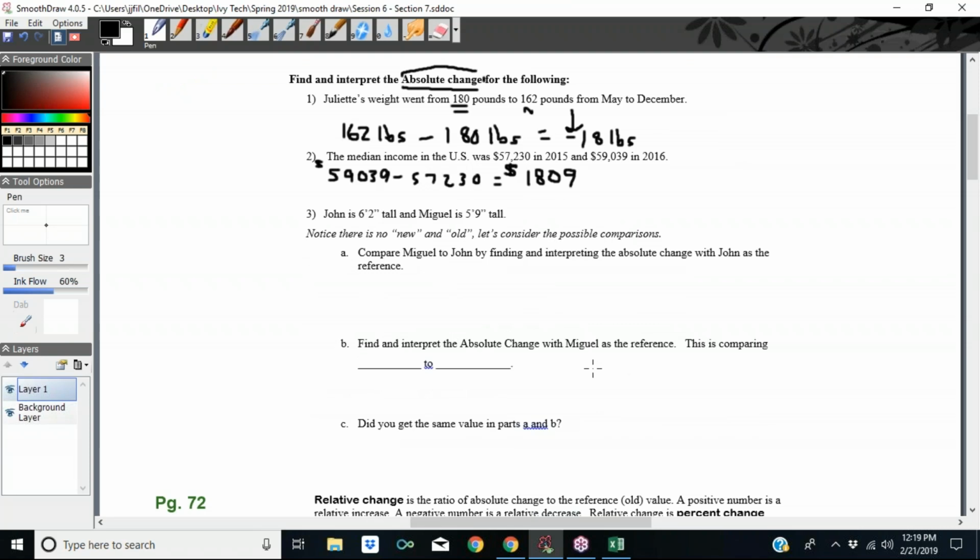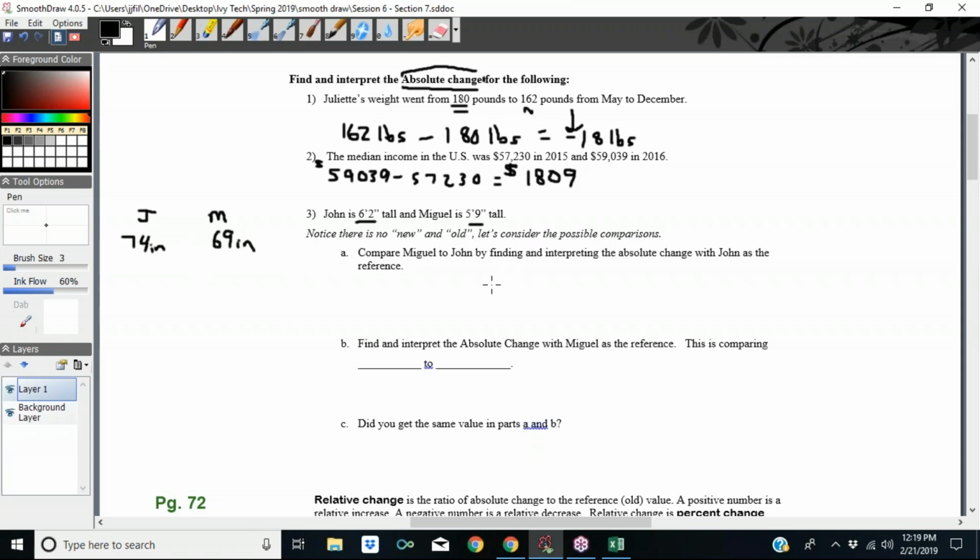So let's look at John and Miguel. So the first thing we're going to do with these, before we even look at these questions, is we look at these heights: 6 feet 2 inches, 5 feet 9 inches, and we know we're not going to be able to subtract those in the form they're in. We want to change those to inches. So John is 6 feet, that's 72 inches plus 2, so 74 inches. And Miguel is 5'9", so that's 69 inches.